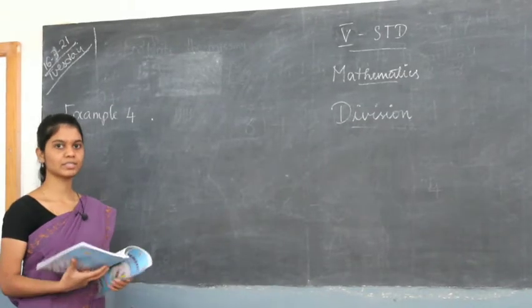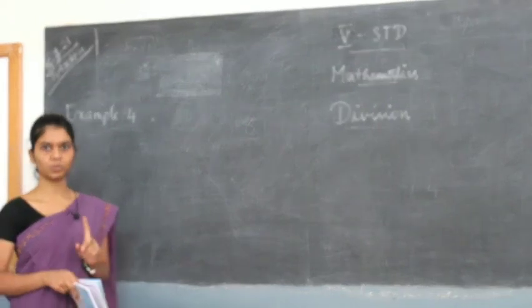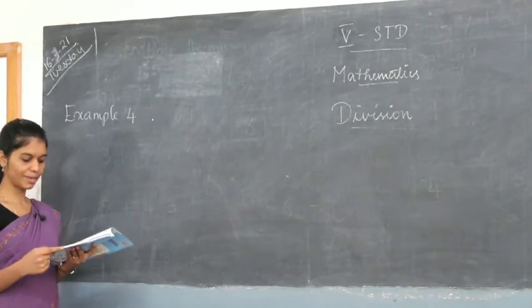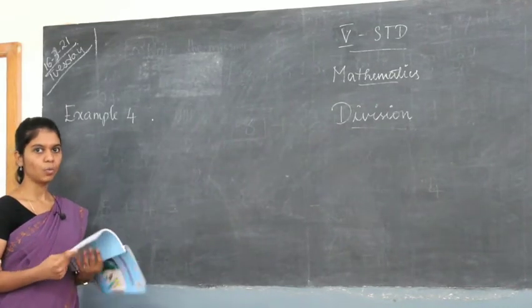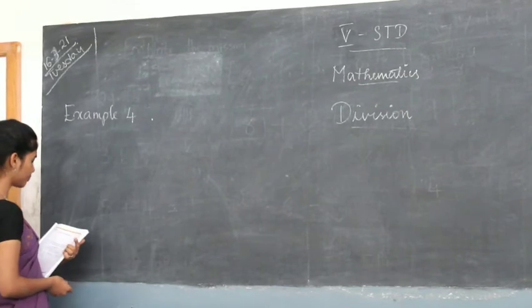So good morning children. Today we are going to see division of 3-digit number with 1-digit number. Okay, so we'll start with example 4 which is in page number 13. Now we'll start with the first example 4.